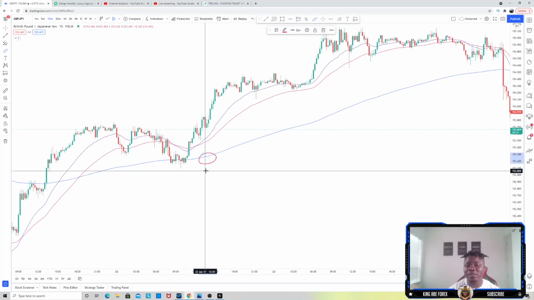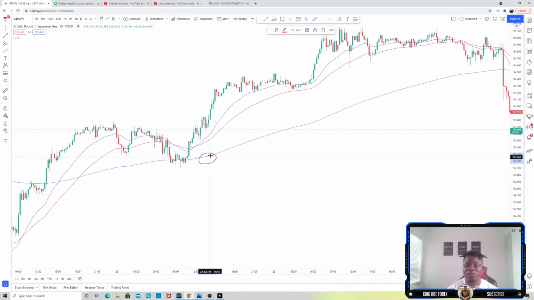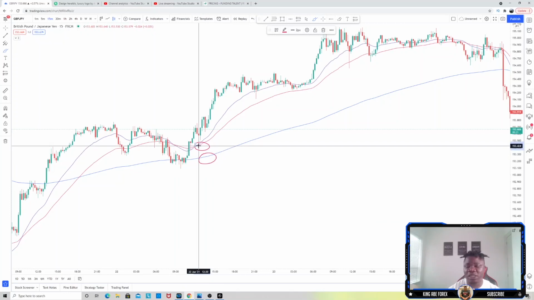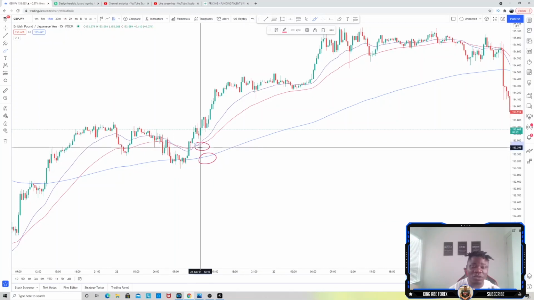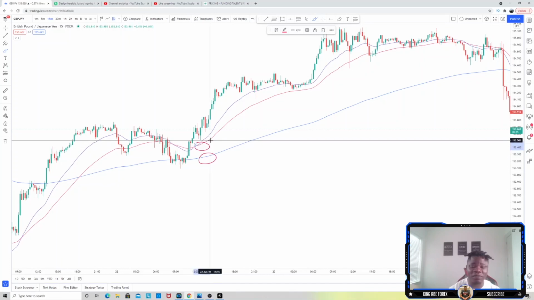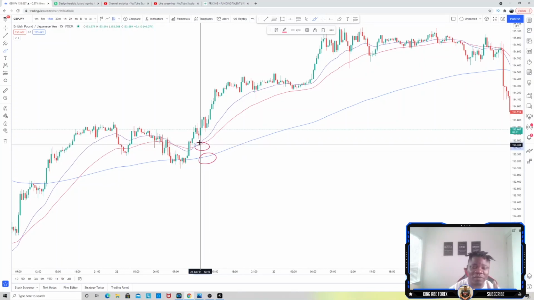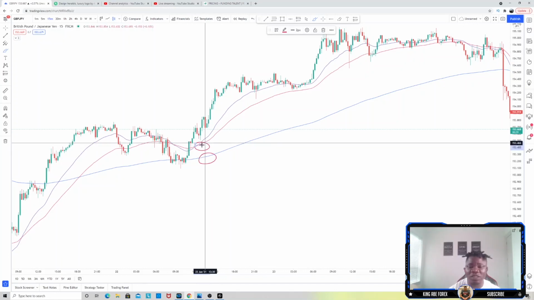So for a buy trade, when you're using this strategy, you need to make sure that price is above the 200 EMA and that price is also above the 25 and the 50 EMA. I'm using the 25 EMA, the 50 EMA, and the 200 EMA. So you need to make sure that the 25 crosses the 50 EMA. That's what you need to be looking out for.